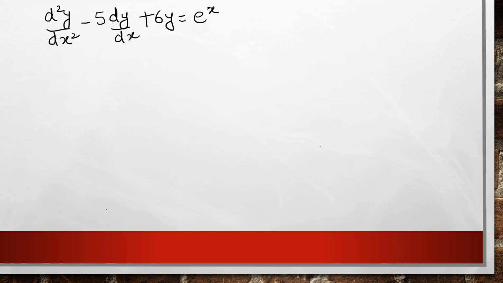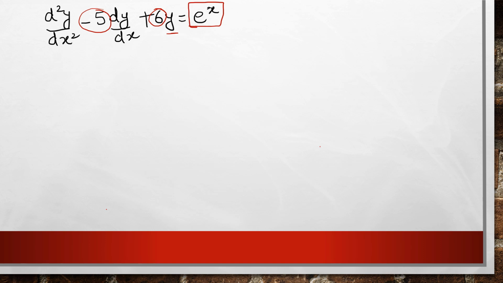Now let's discuss one example. This is d square y over dx square minus 5 dy over dx plus 6y equal to e power x. This is a second order linear differential equation with constant coefficients, because the coefficient of dy over dx is minus 5 and the coefficient of y is 6. And here we have a function of x only.